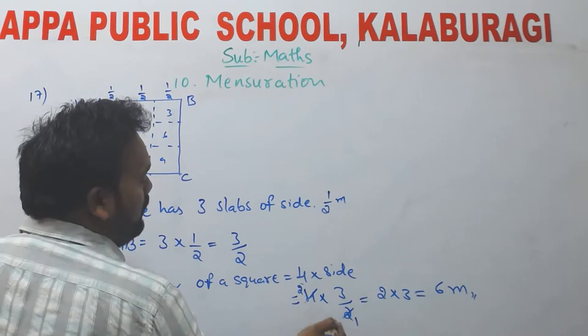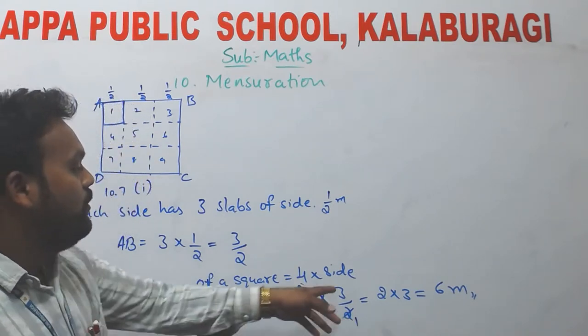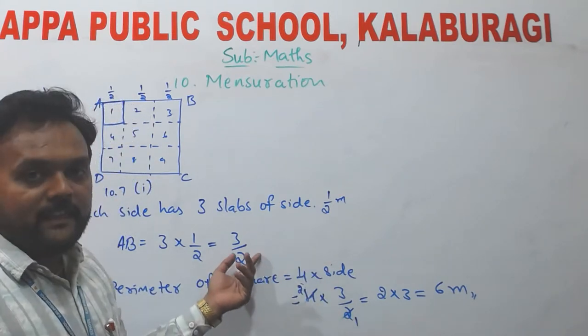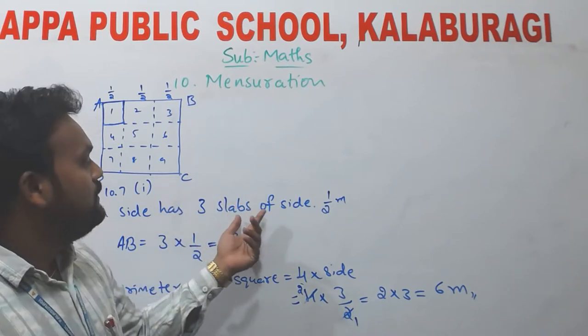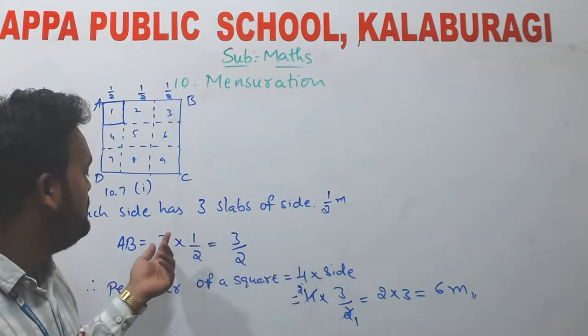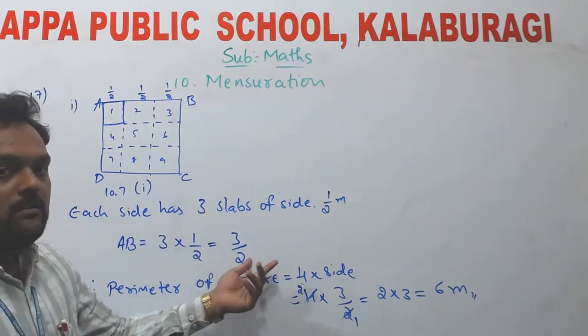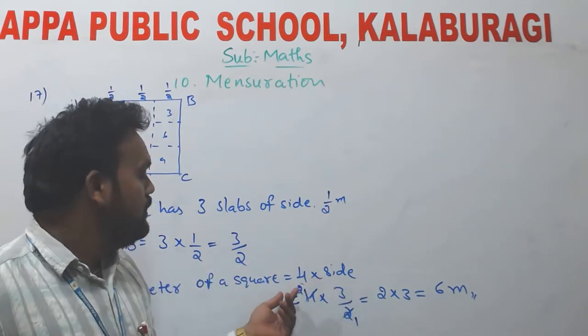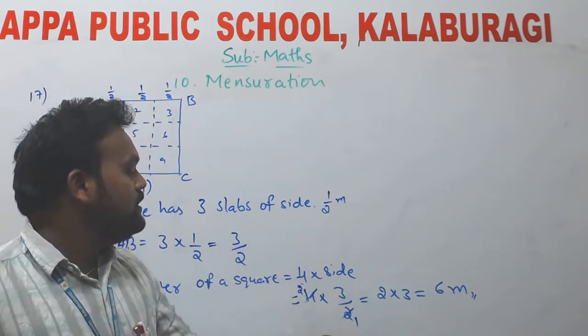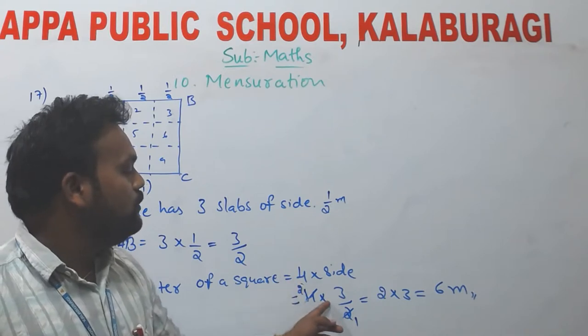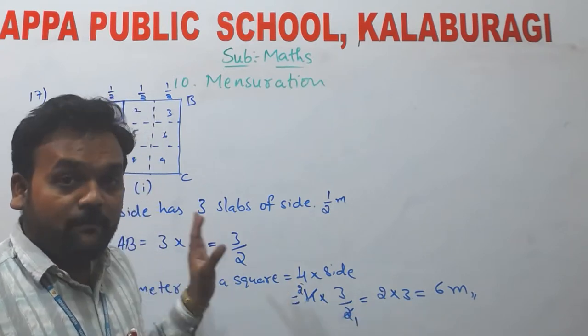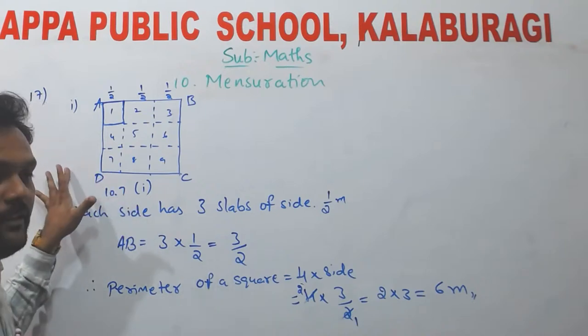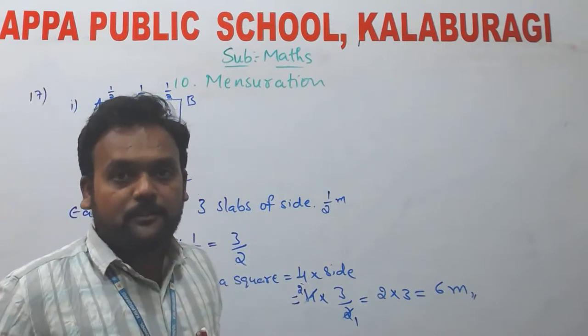See, 2 × 2, 2 × 4. Okay. What is the side value we got? 3/2. Each side has 3 slabs, each 1/2, that is 3 × 1/2 is 3/2. We got the side value. Then it is 4 × 3/2. 2 × 1 = 2, 2 × 3 = 6 meter. What is the first one? What is the perimeter of this arrangement? It is 6 meter. Understood?